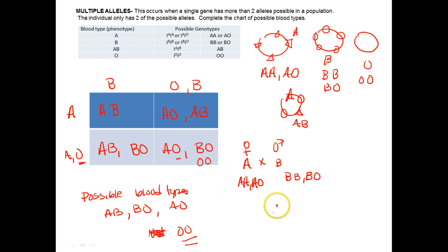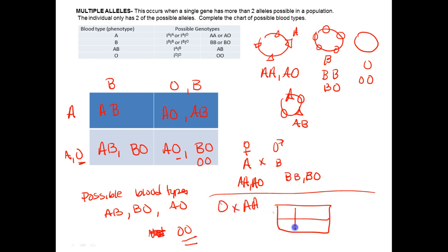Let's see if we do another one. Let's say the parents are O and AA. She's homozygous. So AA and OO, in this case, all the children must be blood type O.